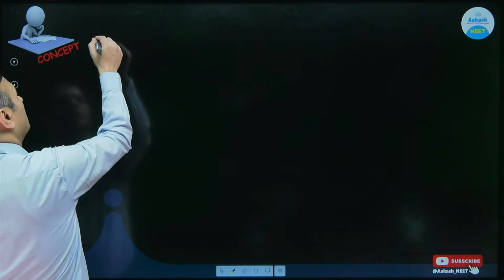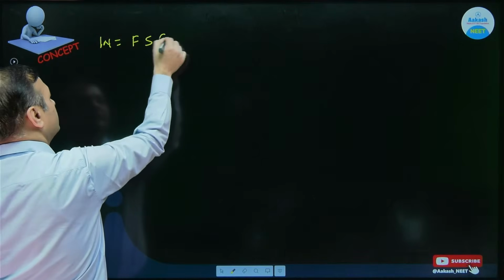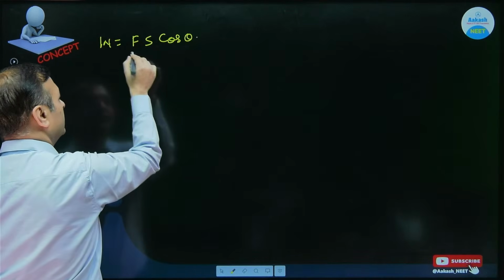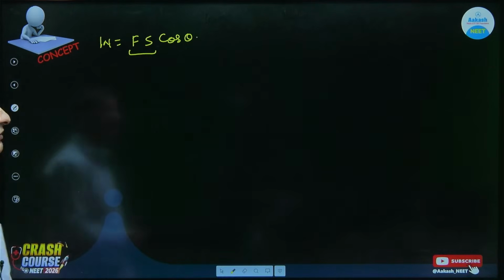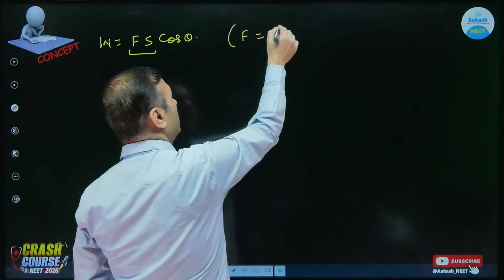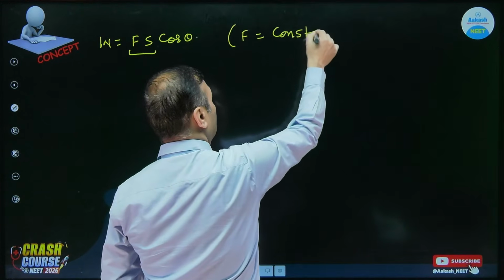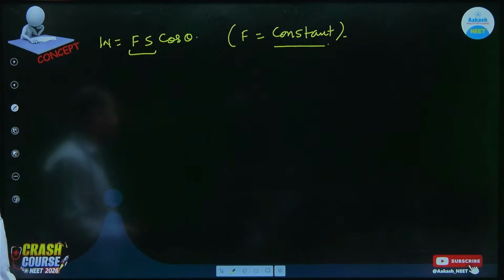Now, when you write down W is equal to F s cos theta, where F is the force, s is the displacement, and theta is the angle between force and displacement. So here F is assumed to be a constant force. Got it?